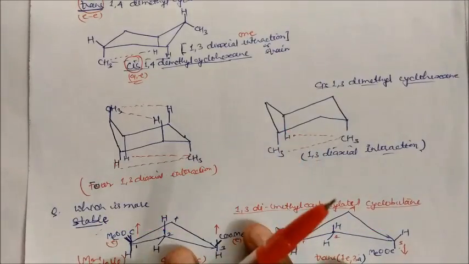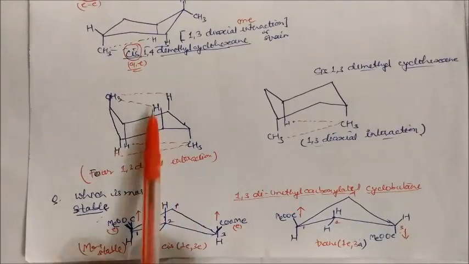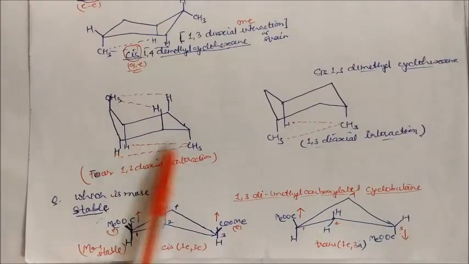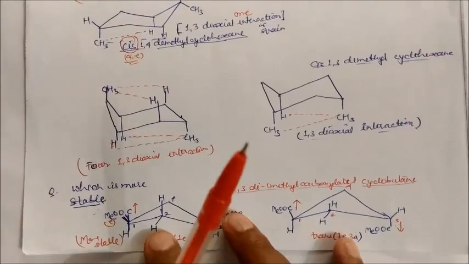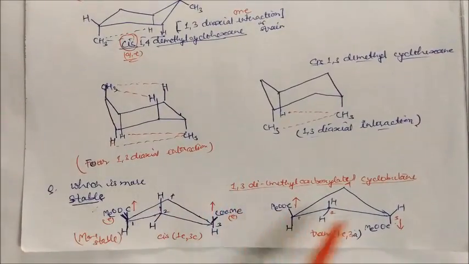So again, down interactions are there. Definitely this has more interaction, so this is less stable and this will be more stable. Similarly, you can see from this diagram which is more stable.